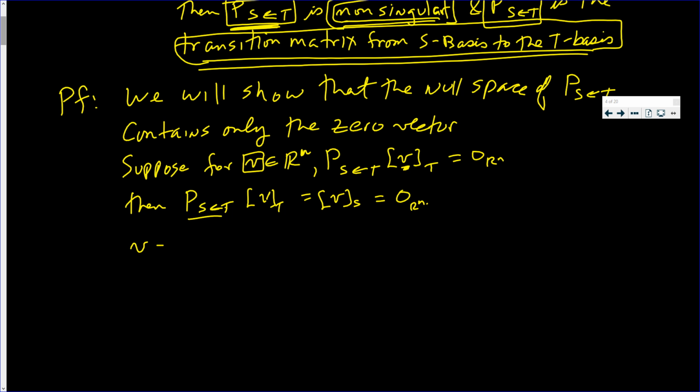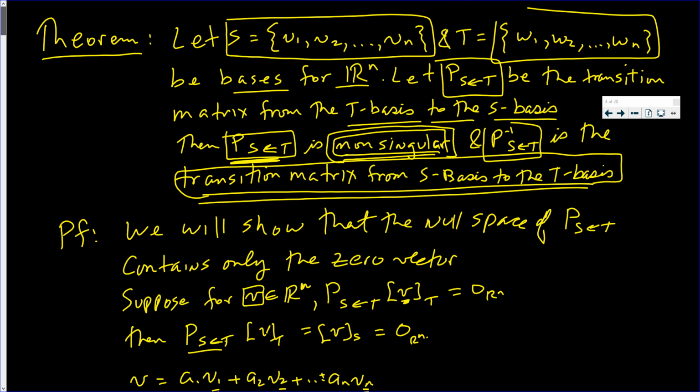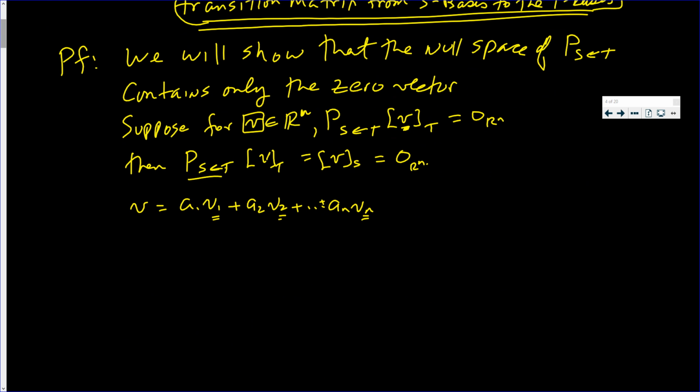In set S, v could equal a1v1 plus a2v2 up to plus anvn. Notice that these vectors are coming from the set S. So this implies that a1, a2, just the scalars, are the coordinates of v with respect to the S basis. But we know that this is 0. This is the zero vector in Rn.